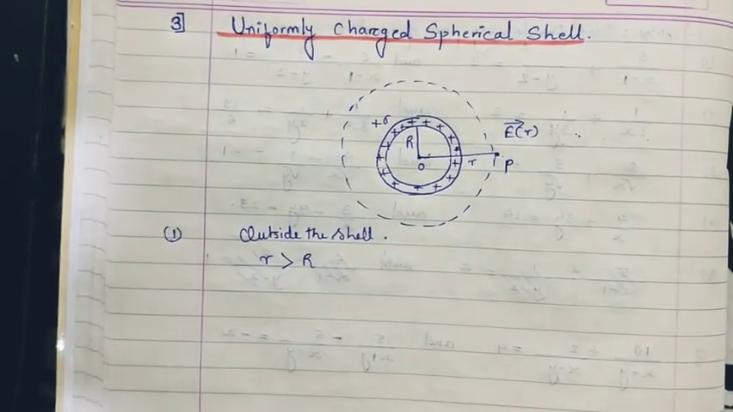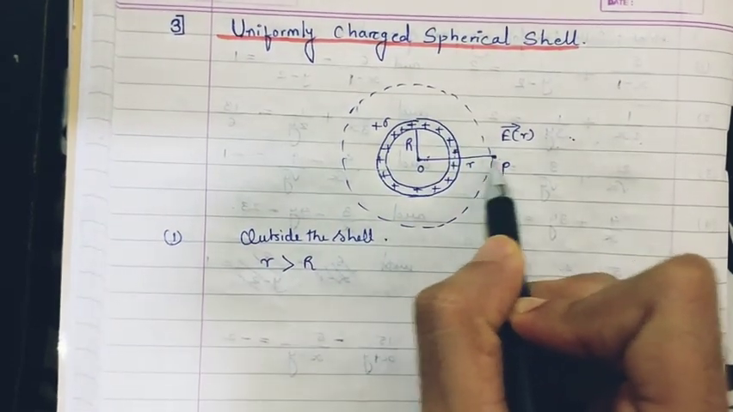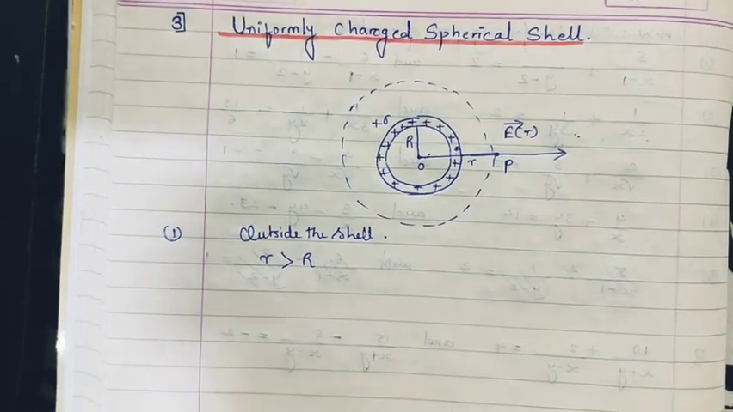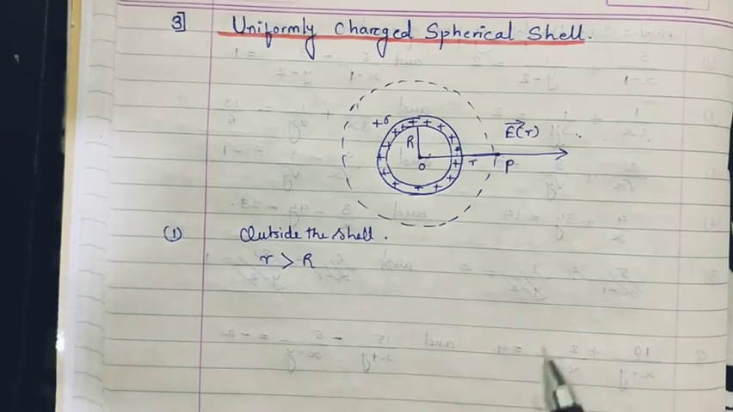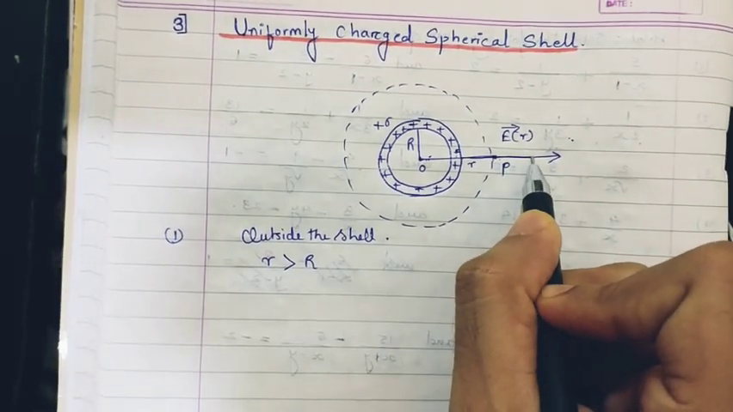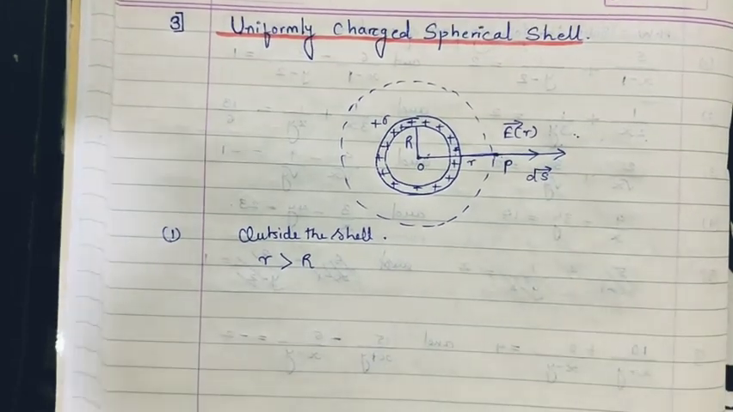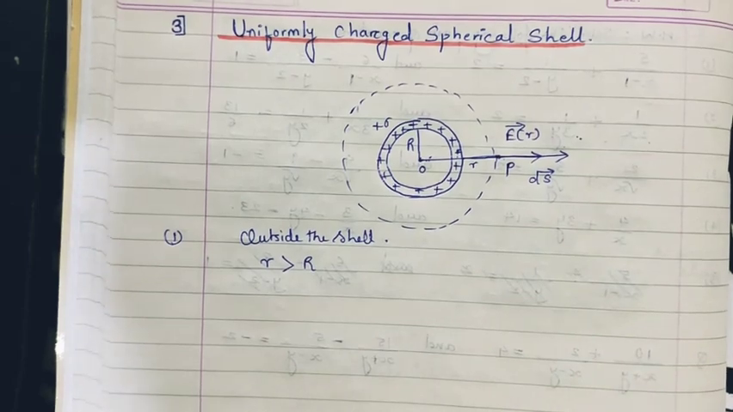Since this is a positive charge, the electric field will obviously be pointing radially outwards here. The area vector is again taken perpendicular to the surface, outwards. Let's draw that area vector also here. Let's say dS is the area vector. If you see, the electric field and the area vector are in the same direction.